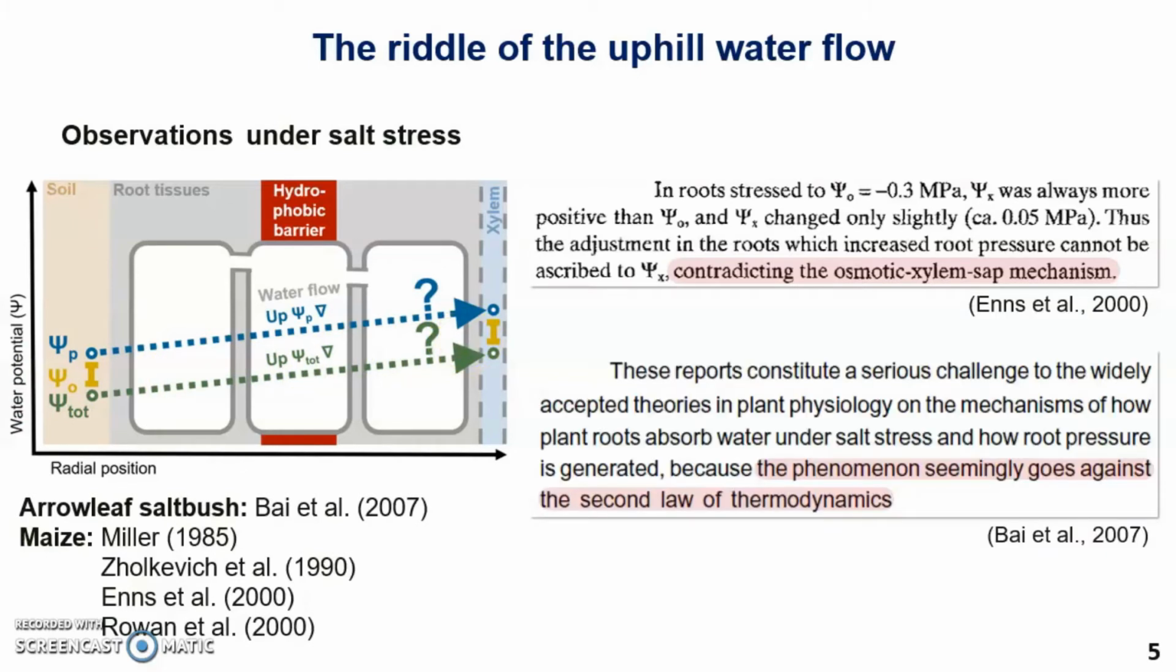And the cherry on top is that their observations also seemingly go against the second law of thermodynamics, which takes this enigma to another level. How could we reconcile those observations with the laws of physics? Well, clearly we would need an active process that explains the water flow uphill of water potential gradients.